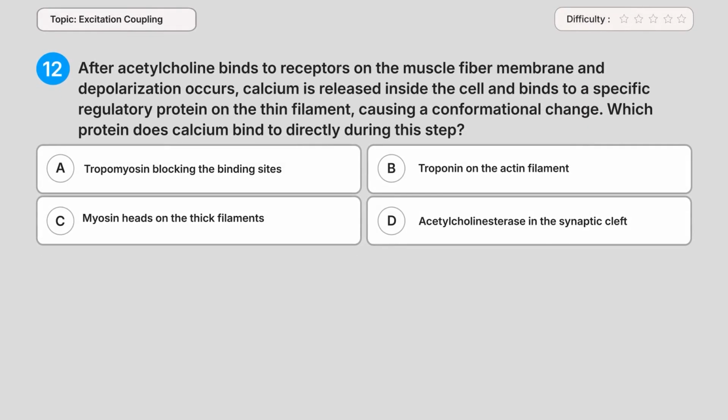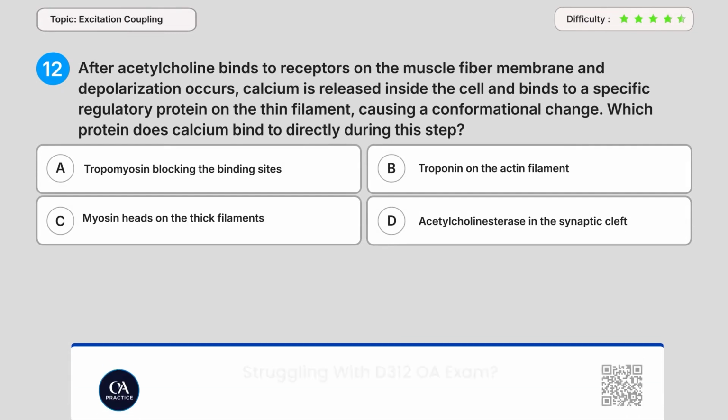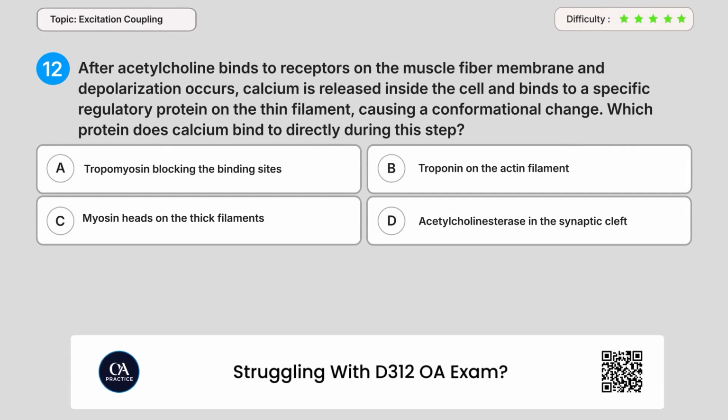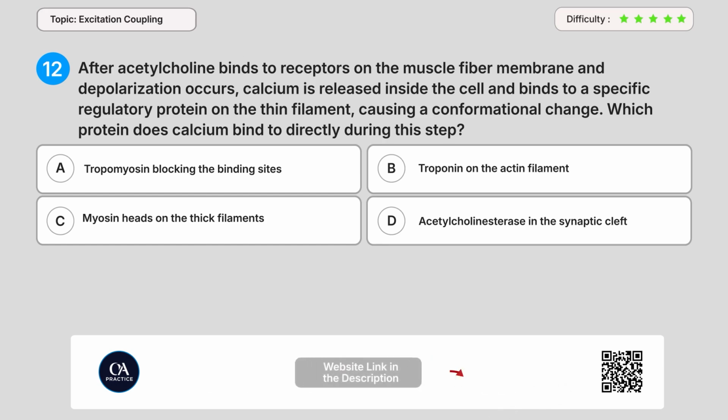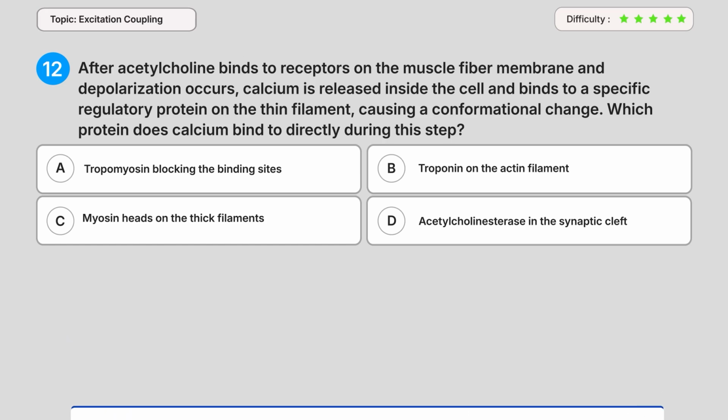12. After acetylcholine binds to receptors on the muscle fiber membrane and depolarization occurs, calcium is released inside the cell and binds to a specific regulatory protein on the thin filament, causing a conformational change. Which protein does calcium bind to directly during this step? A. Tropomyosin blocking the binding sites. B. Troponin on the actin filament. C. Myosin heads on the thick filaments. D. Acetylcholinesterase in the synaptic cleft.